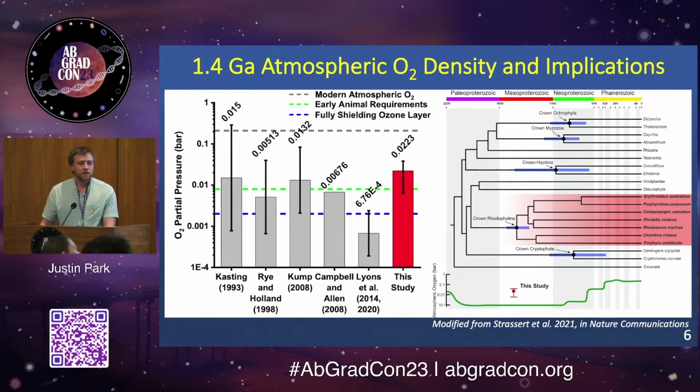The oxygen that we measured is above theoretical lower limits necessary for the early evolution of life, and it's also in agreement with some evidence suggesting there was a developed ozone layer at this time. Now, on the right here, I have plotted a phylogenetic tree showing the marked diversification of red algae in the Mesoproterozoic. Now, red algae are very important as they're some of the first photosynthetic eukaryotes. That gives them an evolutionary advantage to produce more oxygen than their predecessors.